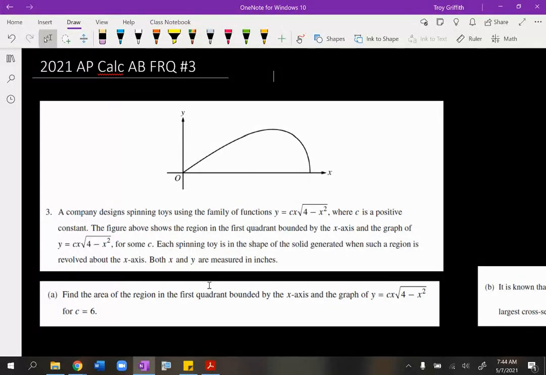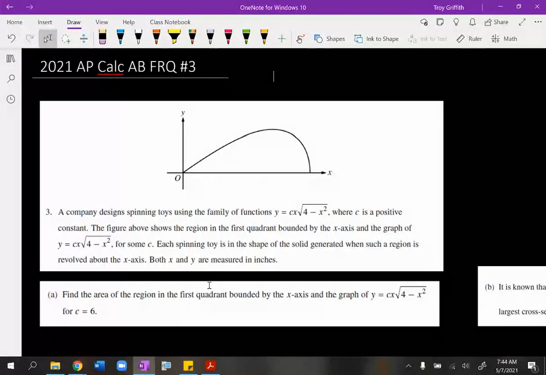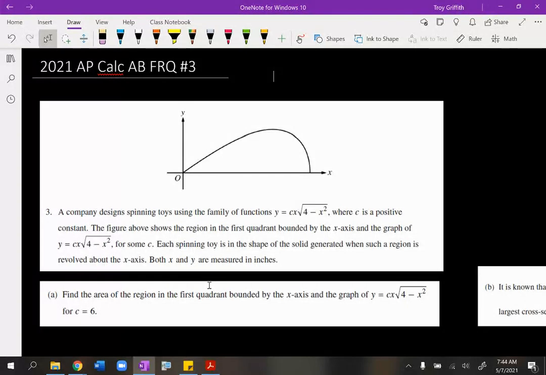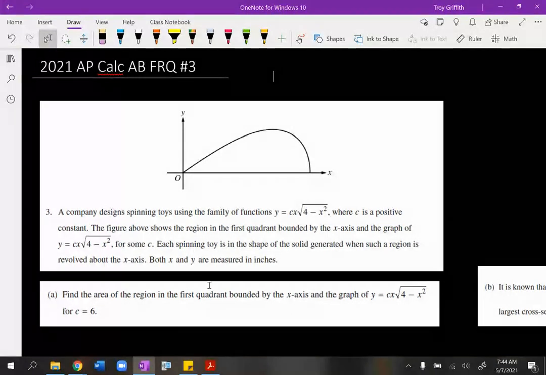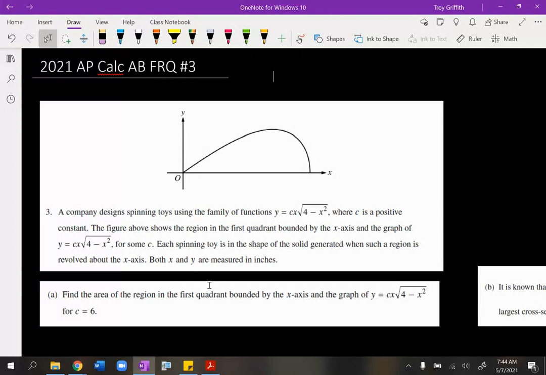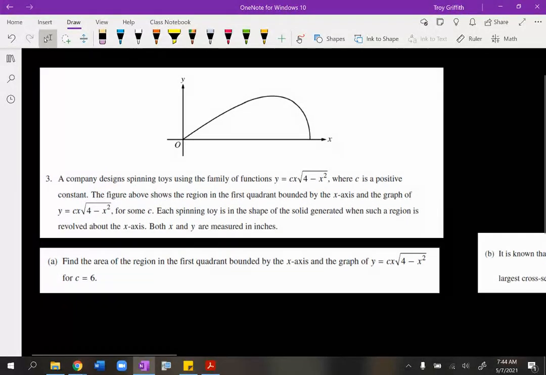And I really think that one of the reasons why this question was so confusing for students is because of the fact that they tied a normal solid revolution problem into talking about spinning toys. I think if they had just left it as a function and not put some scenario with spinning toys in there, probably students wouldn't have been as intimidated by it. But we'll talk about how all that relates as we go in right here.